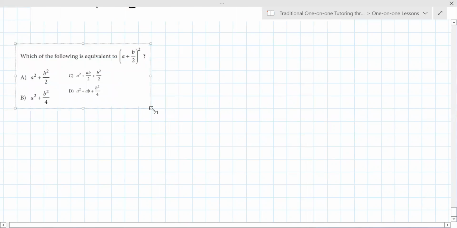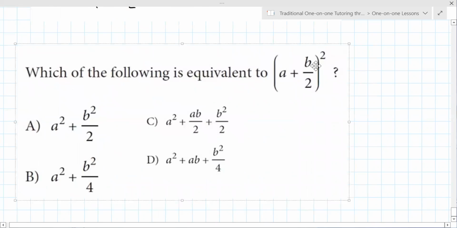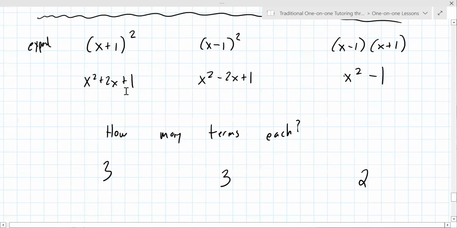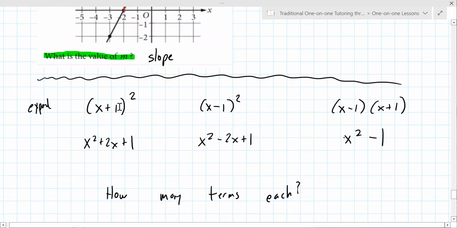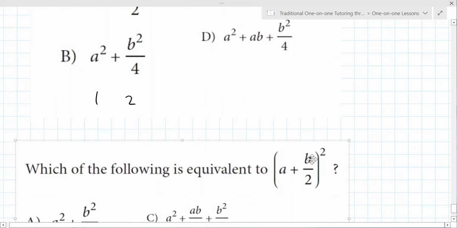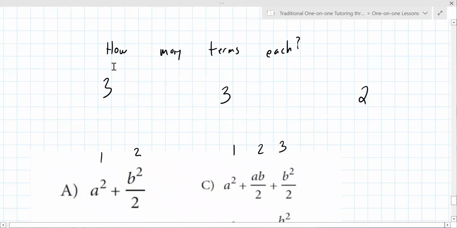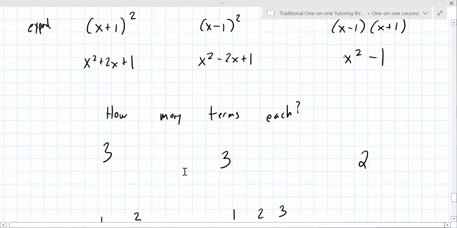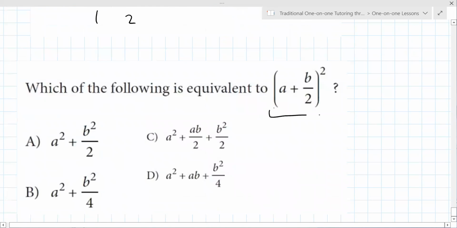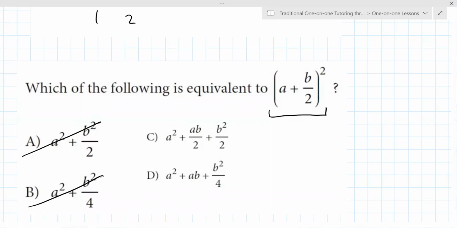Okay, here's the actual question. It says, which of the following is equivalent to A plus B over 2 squared? So how many terms does the answer have for sure? 2. No, no. We just did one like it. X plus 1 squared is like the A plus B over 2 squared. So see how the X plus 1 squared had 3 terms? So this thing on the right has 3 terms. So A and B are out. Okay, now maybe that didn't make sense. I tried something different. I don't think it worked out as well this time.